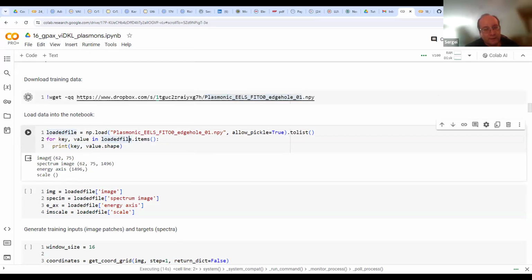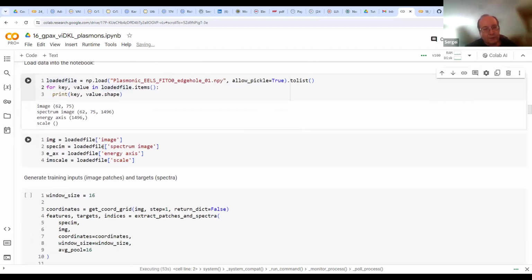The dictionary contains the image itself. The image is 62 by 75 pixels. Notice that this is not a true image; it is the image that we formed out of the EELS data itself, so we don't have to deal with the registration problem. We have the spectrum image, which is 62 by 75 by almost 1500. This is the number of energy pixels. The energy axis tells us this is in pixels, and this will give us the true values of the energy. Scale is just a scalar.